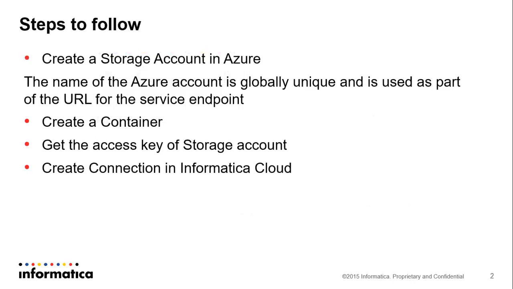First, we will create a storage account in Azure. The name of the storage account in Azure is a globally unique name. So only one account can have a particular name. No two accounts can have one name. After creating the storage account, we will create a container and then we will obtain the access key for the storage account, and after getting all this information, we will start creating the connection in Informatica Cloud.